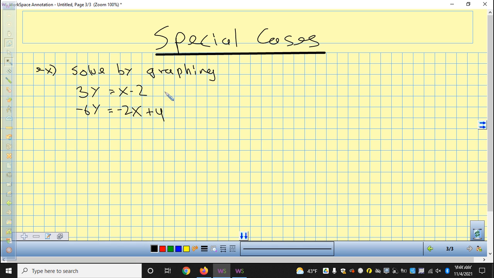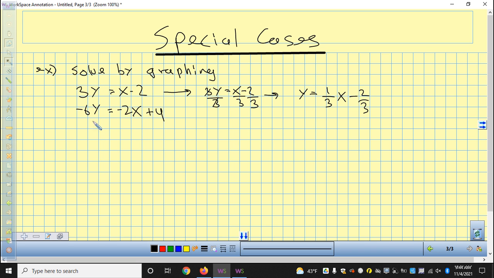So for this first line, I have 3y equals x minus 2. I want to get y by itself, so I need to divide everything by 3. Divide everything by 3. And I get, these cancel out. Y equals, I'm going to write x over 3 as 1/3 x minus 2/3. So there's my first equation.